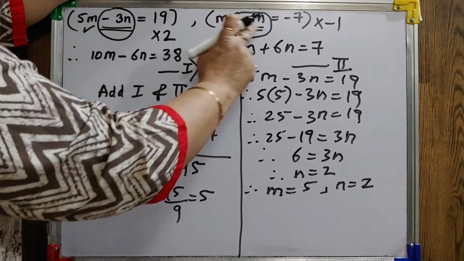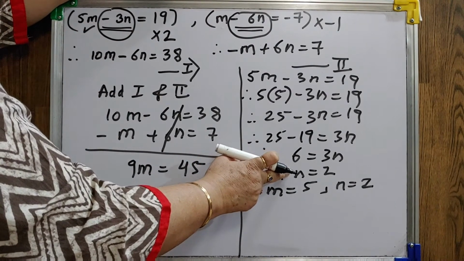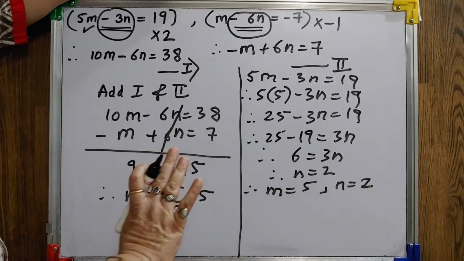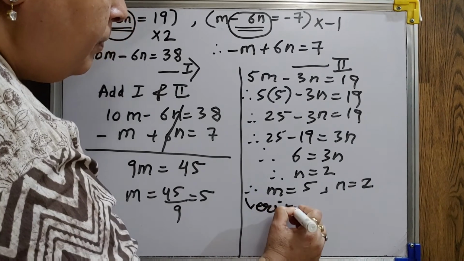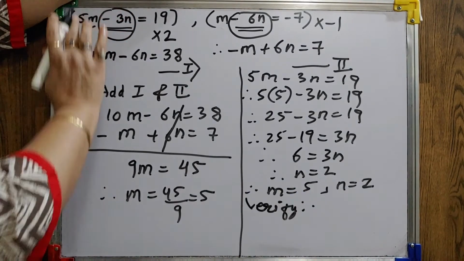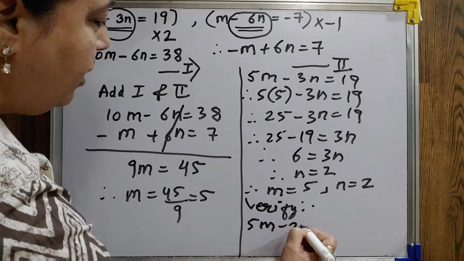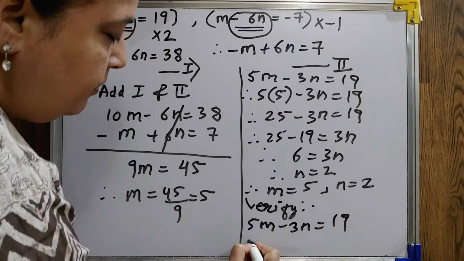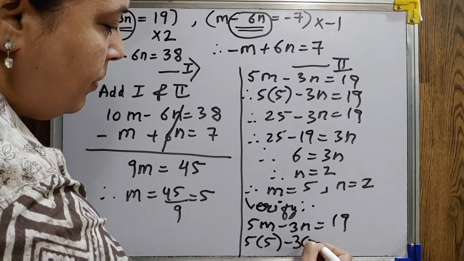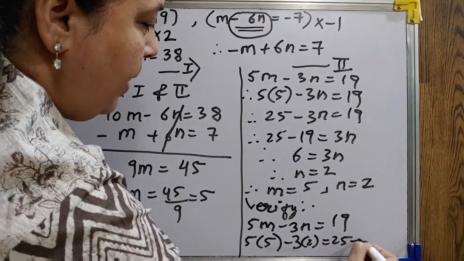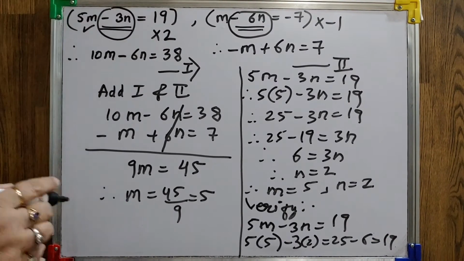When you equate the second variable, you always get the value of the first variable, then the second variable. Then in the answer, no chances of mistakes will be there. At the end, you should verify whether our equation is correct, whether the values are correct or not. Suppose again I am taking the first. You can take any of the equations to verify the values. Substitute this 5, this 2, 25 minus 6 is 19. So our equation is verified.